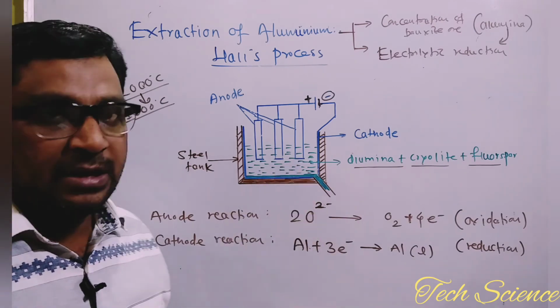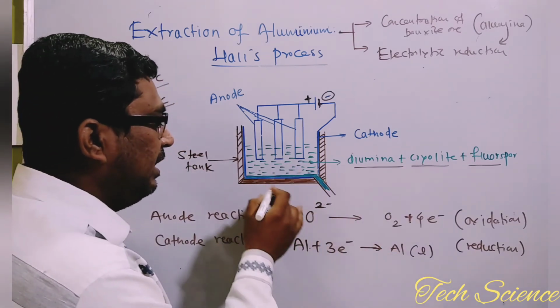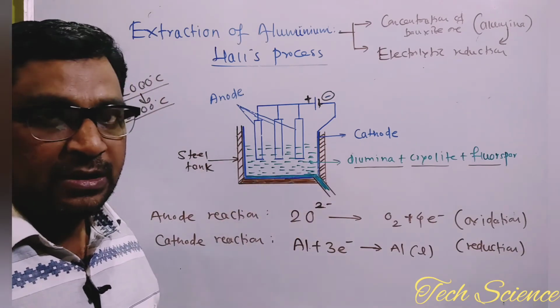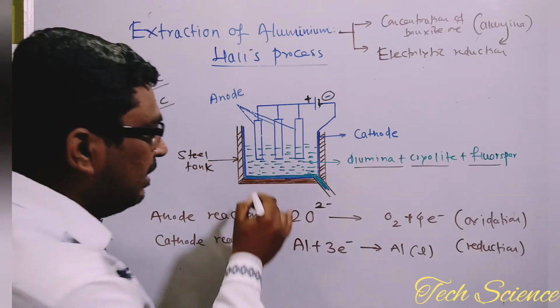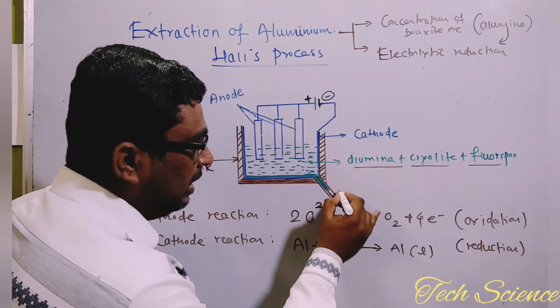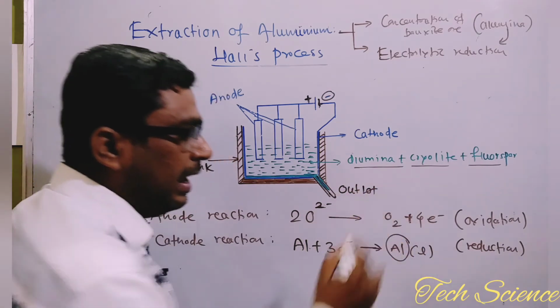So on passing electric current, what happens here? The molten aluminium, which is in liquid state, is deposited near the cathode. As this aluminium is heavier than the electrolyte, it is collected at the bottom, and finally with the help of this outlet we collect it, and this is the pure aluminium.